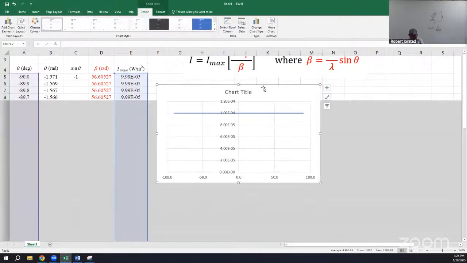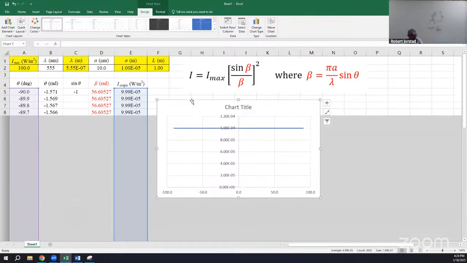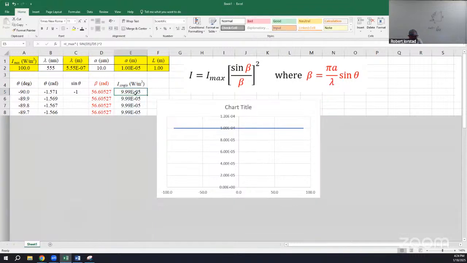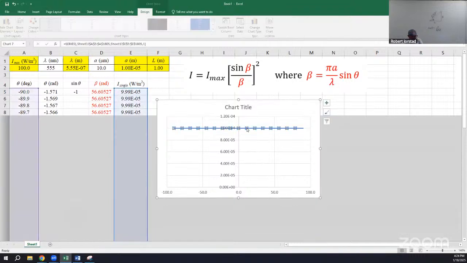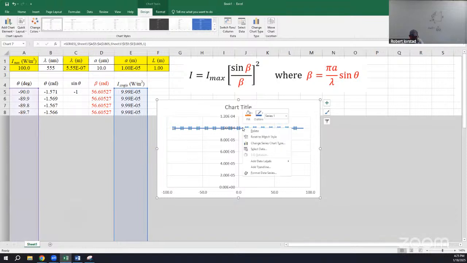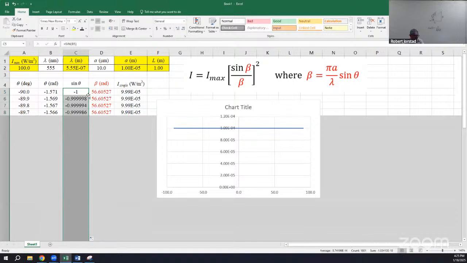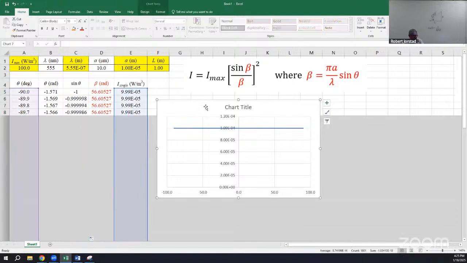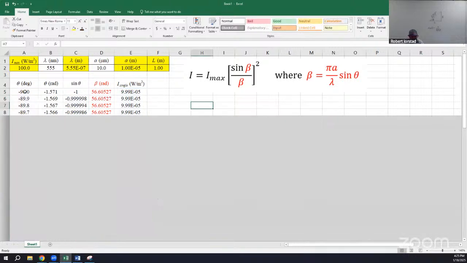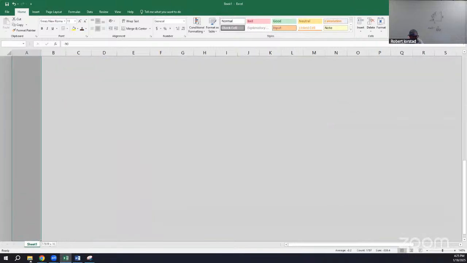All right, and so there's something clearly going wrong here with this plot. What did I do this time? Oh, I forgot to fill down the sine function. Do you see that? Forgot to fill that down. All right, hopefully this plot will auto-update. If not, let's just do it again. Sorry about that.